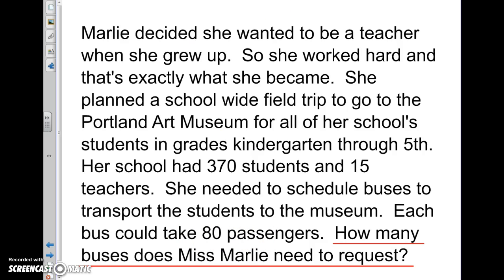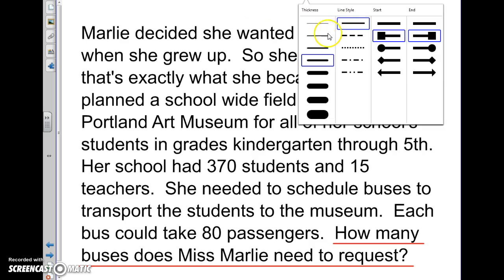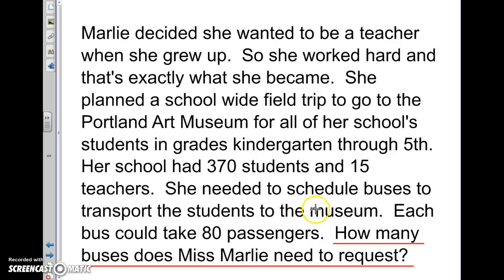Let's do a different color here. Let's do blue. So, for the amount of passengers that can go on one bus, it's right here. It says each bus can take 80 passengers, so that's very important to figure out how many buses she needs.